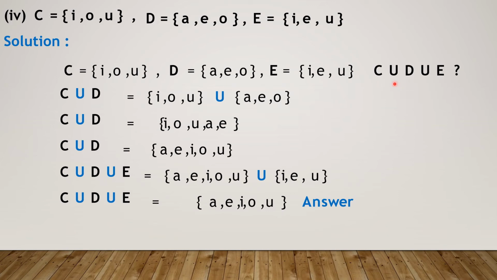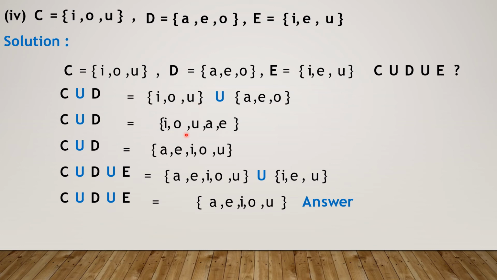Whatever the answer we have, C union D, then we will find the union of our answer with E, and that will be the answer of union of 3 sets. Let's start. First of all, since we have to find the union of all of these 3 sets, first we will select C and D. So we will find C union D. We write here set C, then put the sign of union and then write D.